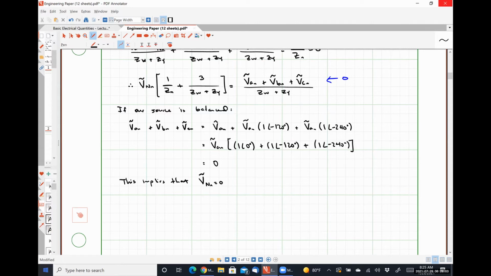This is incredibly important, okay? Because what it means is that for a balanced three-phase system, the voltage drop across the neutral conductor will be exactly 0 volts, regardless of what the impedance of the neutral conductor is.